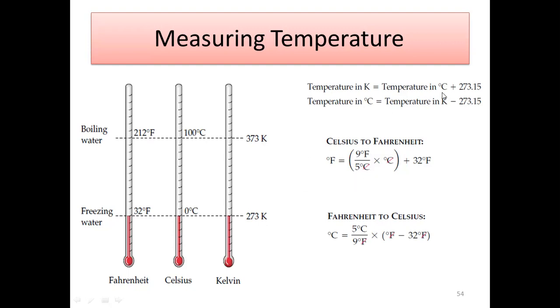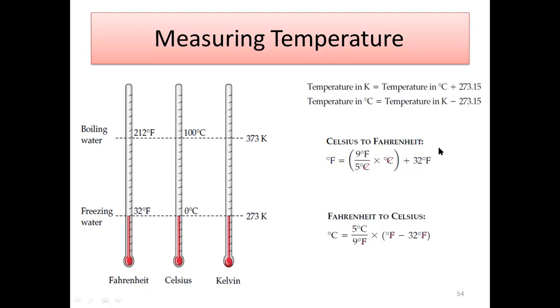in your notebooks this very simple formula. If the temperature is given in the centigrade, you are going to add 273 to this one to convert into the Kelvin. And if the temperature is given in Kelvin, then you have to subtract 273 from the Kelvin to convert into the centigrade. And these are the two units.